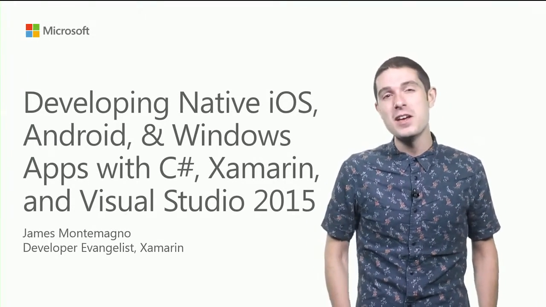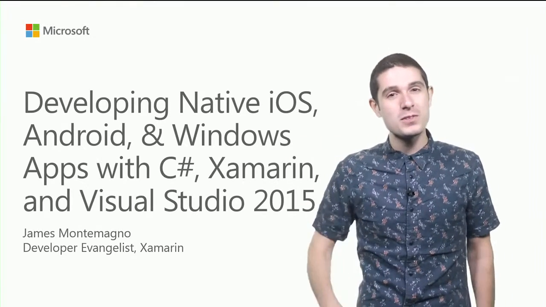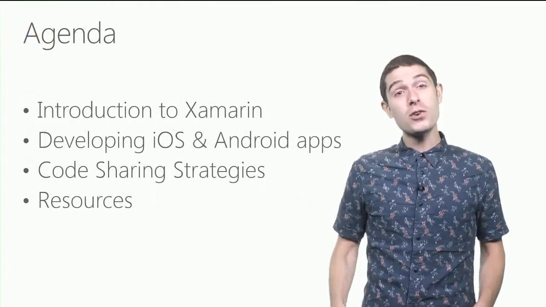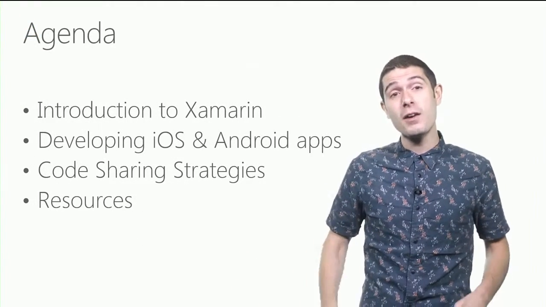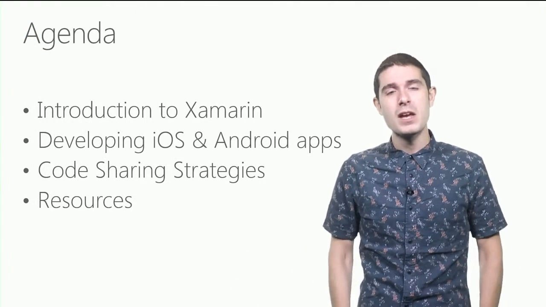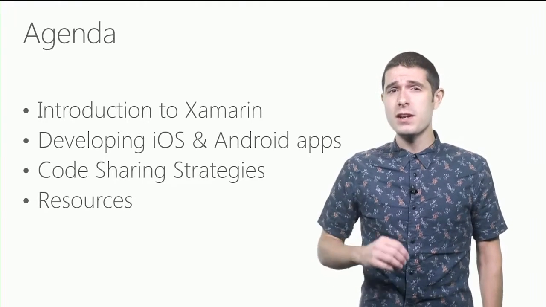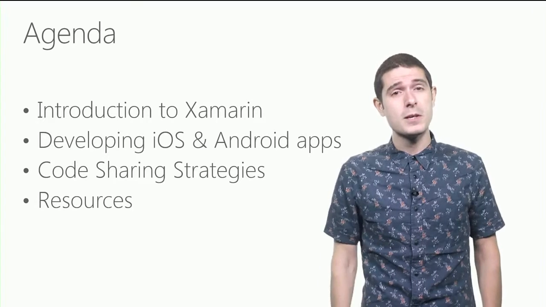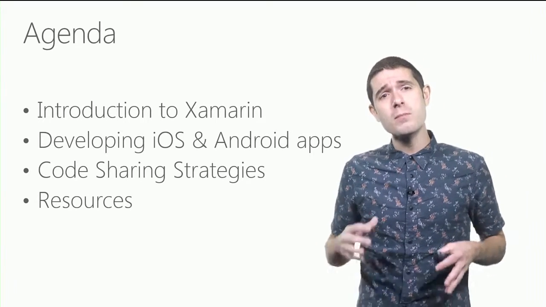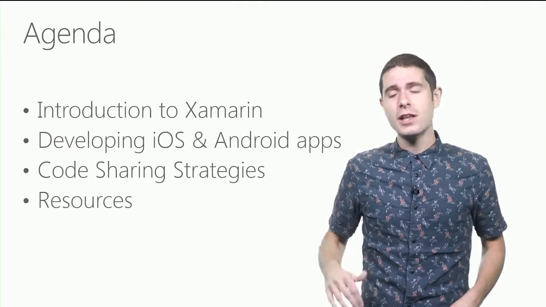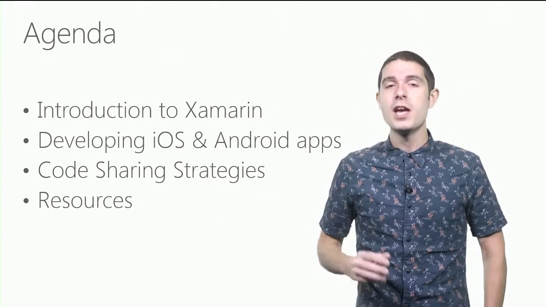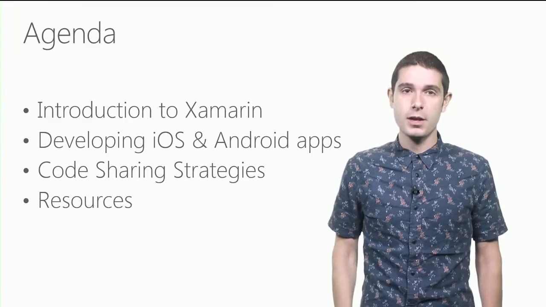I'm going to show you how to leverage your C# and .NET skills to build native iOS, Android, and Windows applications with Xamarin and Visual Studio 2015. First, we'll take a look at the entire Xamarin platform and everything Xamarin has to offer. And we'll see just how to build out those native iOS and Android apps all in C# inside of Visual Studio 2015. And also we'll take a look at some popular code sharing strategies to leverage 50, 60, 70% more of code across all platforms. And of course, I'll show you just where to get started.